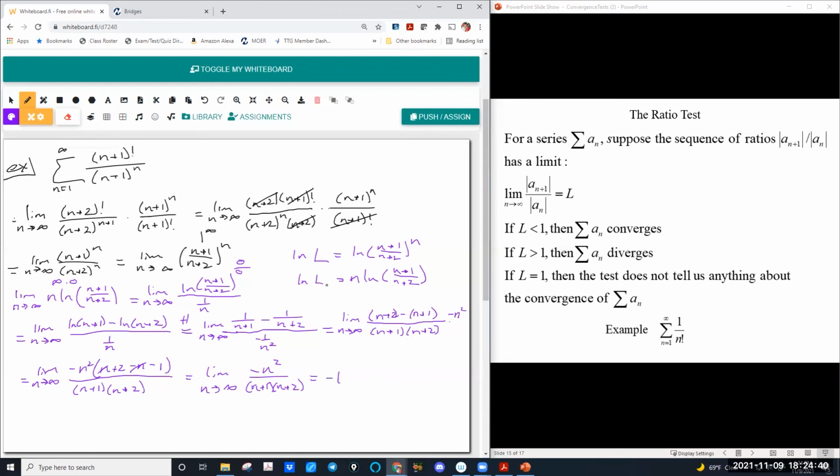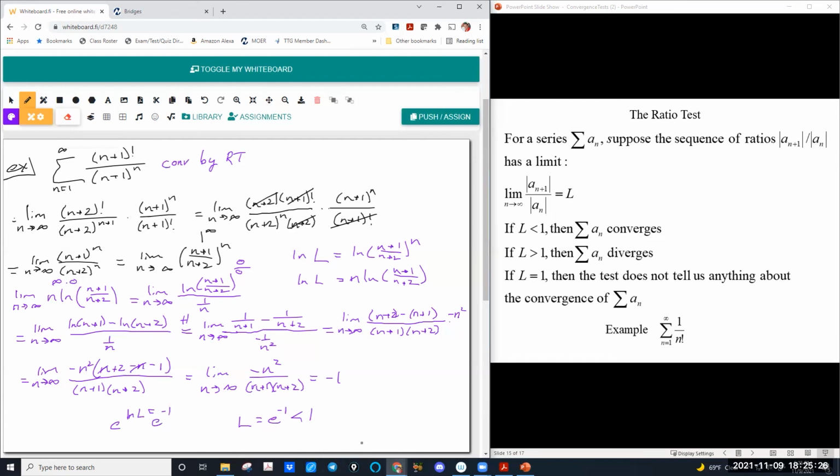Now, I didn't find the limit. I found the natural log of the limit. So the natural log of the limit is equal to negative 1. How do we get that out of a natural log? We make both sides exponents of e. And we end up with our limit equals e to the negative 1. That's important because e to the negative 1 is less than 1. So our series is convergent by the ratio test. So that tells us that n to the n grows much quicker than n factorial.